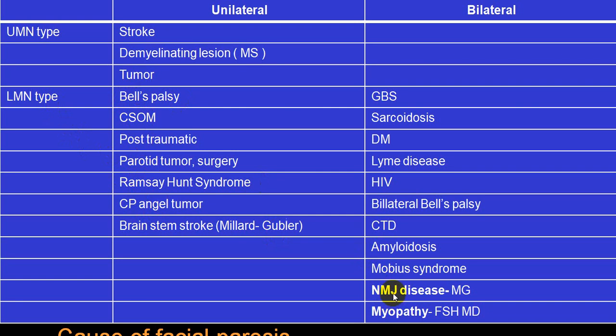In case of myoneural junction disorders, particularly myasthenia gravis, and in case of facioscapulohumeral muscular dystrophy, that is a myopathy syndrome, there will be bilateral involvement of facial muscles. There is no damage to the facial nerve. It is a muscle and myoneural junction disorder. This is a disorder of muscle. This is a disorder of myoneural junction. So as far as nerve is concerned, GBS, diabetes mellitus, and bilateral Bell's palsy. Very rare to get a bilateral Bell's palsy.